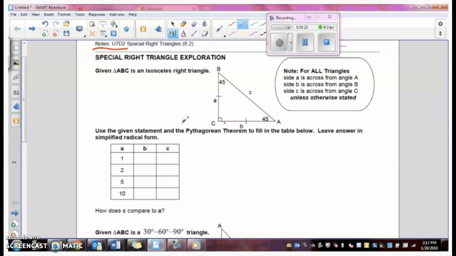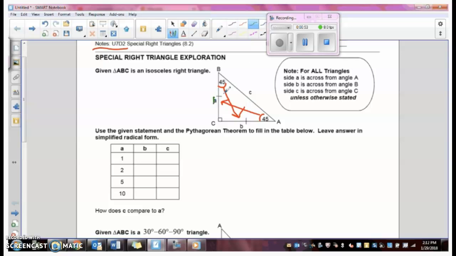We're going to talk about special right triangles today, and everything that you need to know about these, you've already learned from SOHCAHTOA and the Pythagorean theorem. But these are a few special cases that are going to be particularly useful in Algebra 2 and later in pre-calculus. So if you take a look at this first example, we have a right triangle with two 45-degree angles.